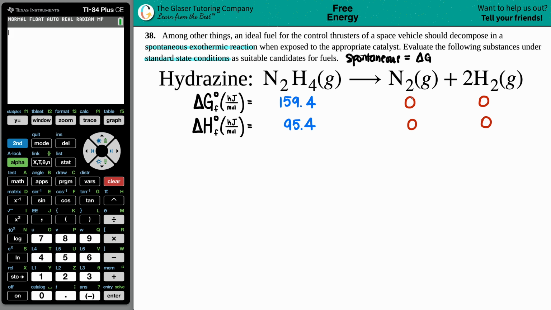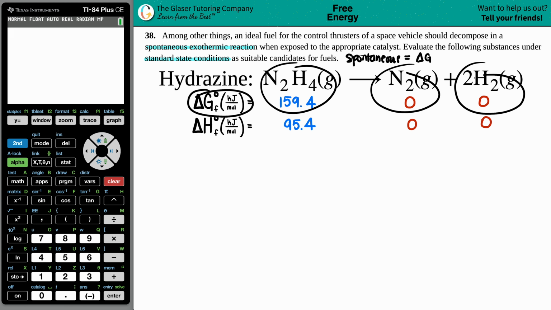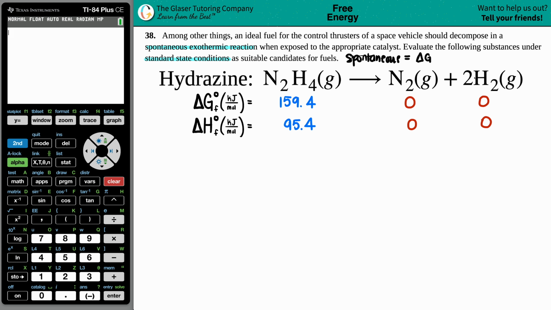So since we're in standard state conditions, we can go in the back of the textbook to find the delta G values for each individual component, which is exactly what I did here. I found that the delta G for the N2H4 is 159.4, and all delta Gs for any elemental substances, your diatomics, N2 and H2, are 0.